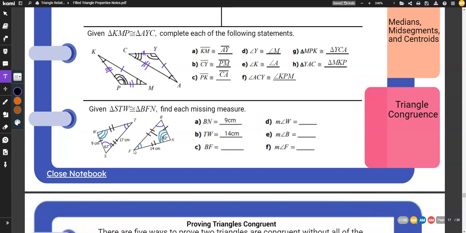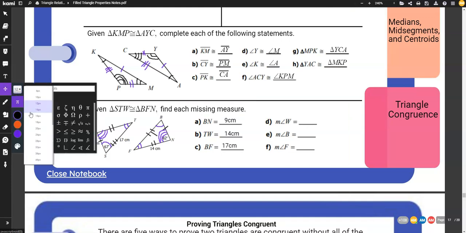And finally, BF is congruent to ST. ST is 17 centimeters, so BF is also 17 centimeters. Angle W is congruent to angle N. So that means if angle N is 82 degrees, then angle W is 82 degrees. Angle B is congruent to angle S. Angle S is 67 degrees, and so therefore angle B is 67 degrees.